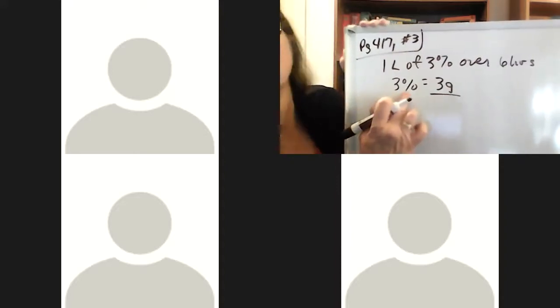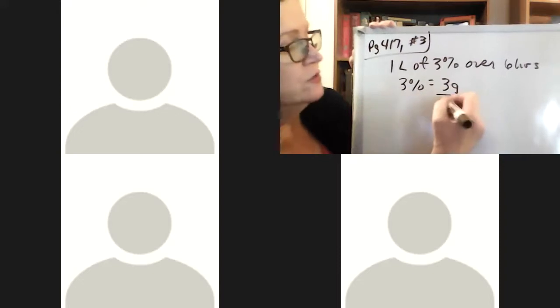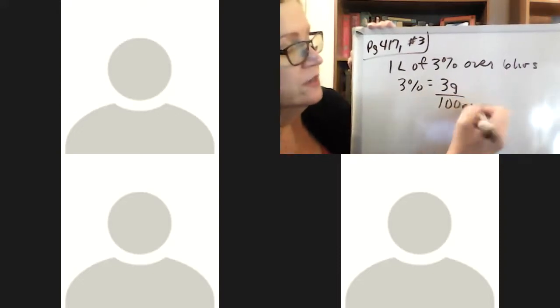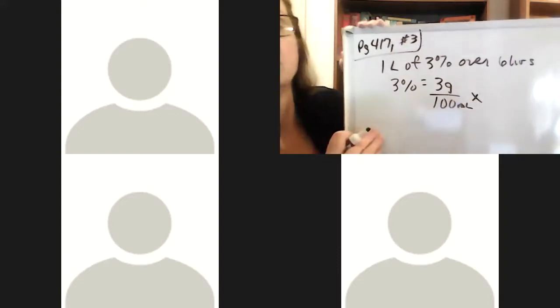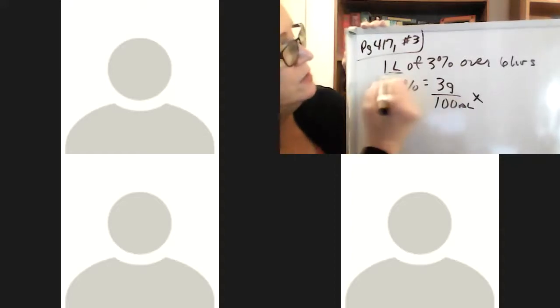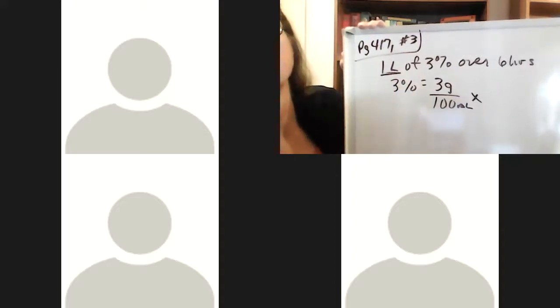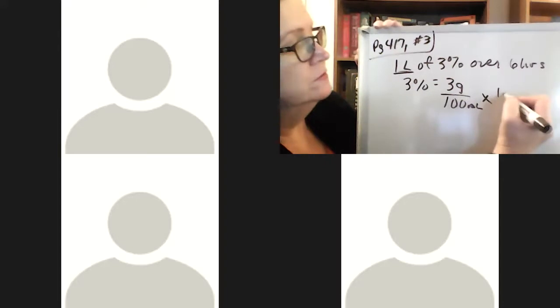3% means per 100, right? So it's 3 grams in 100 milliliters, but they don't have 100 milliliters. They have how many milliliters? 1,000? 1,000.